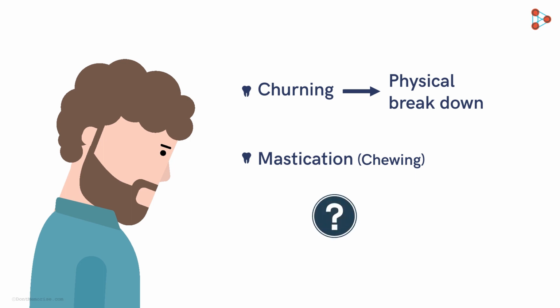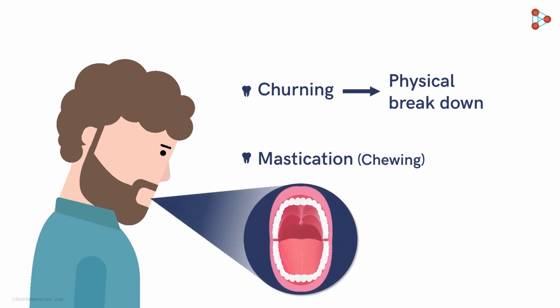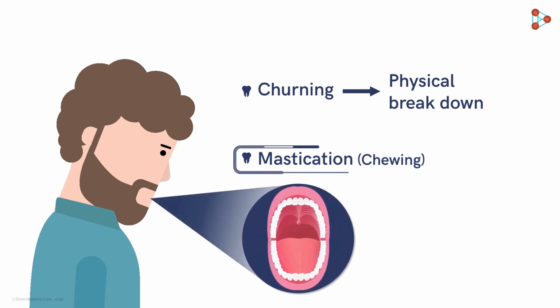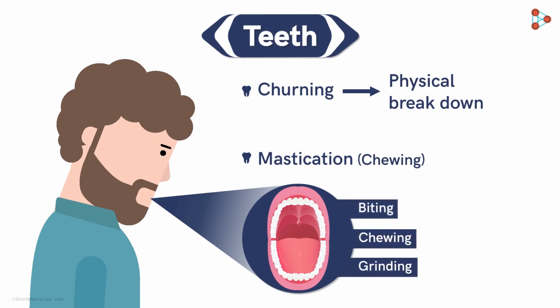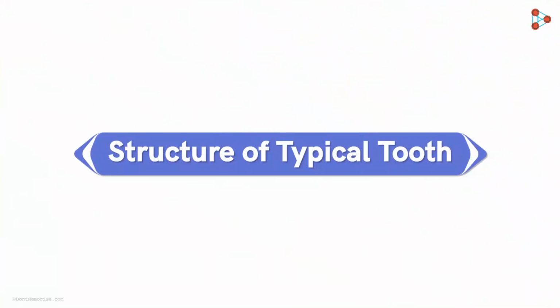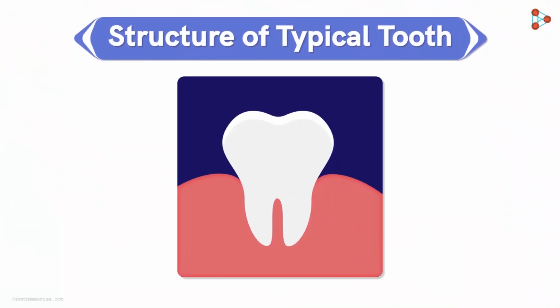And who helps in this process? The sole components of the buccal cavity involved in mastication are the teeth. They help in biting, chewing, and grinding the food we eat. Let's have a look at the teeth in detail in this video. To understand teeth, let's begin with knowing the structure of a typical tooth first.